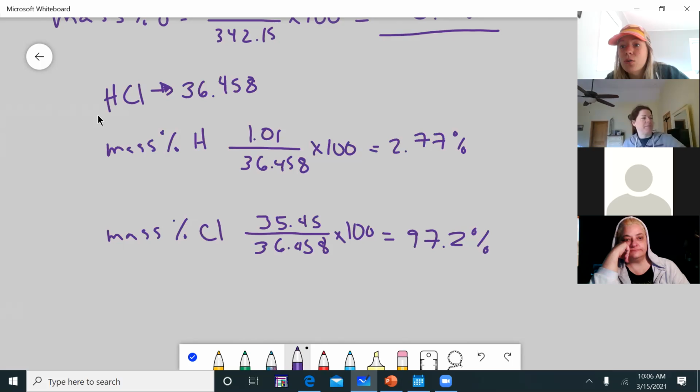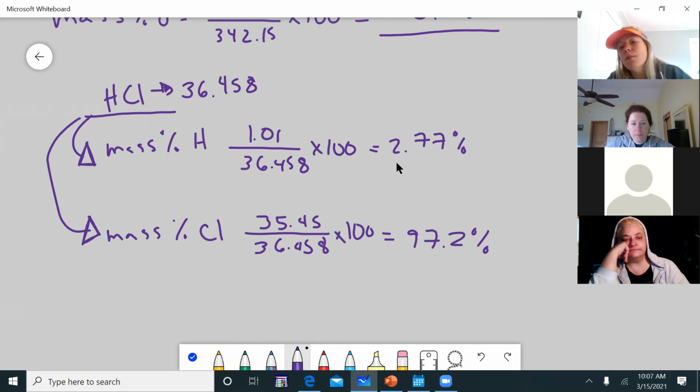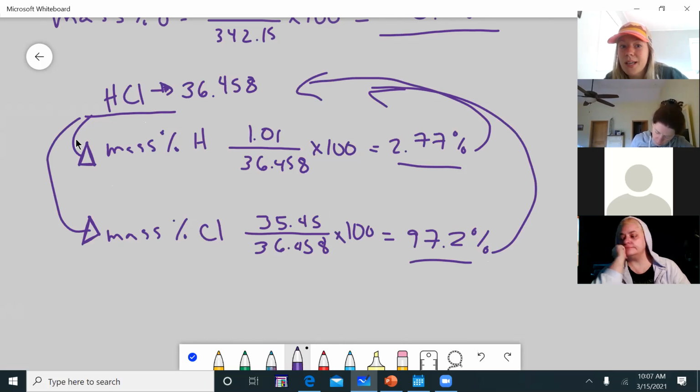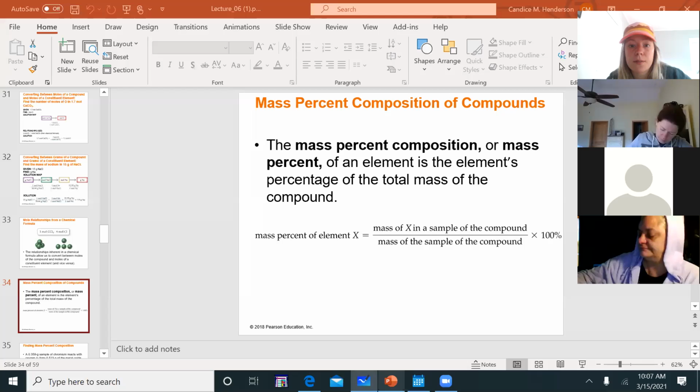So if I give you a formula, you can figure out the mass percents, right? Well, what if I give you the mass percents? Could you go in reverse and come up with a formula? Yes, you can. This way is a little bit more complicated though. This way has a couple extra steps, but I'll teach you guys the steps.